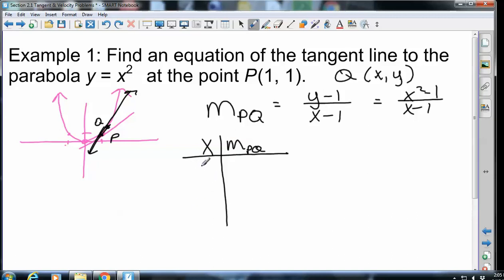Alright. Let's say I start at an x value of 2. Then, if my point were 2 for my Q, we could calculate our slope really easily. 2 squared minus 1 over 2 minus 1, and we get a slope of 3. But that's still kind of a ways off of my true tangent line, isn't it? What would I need to do to make this closer to my real tangent line?